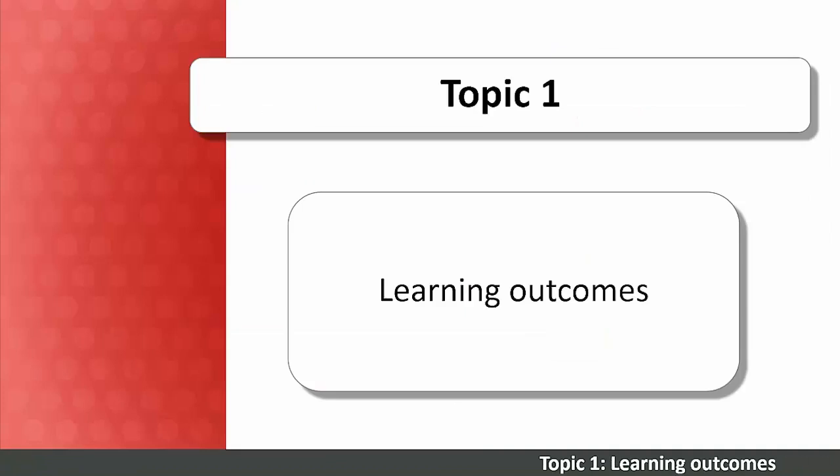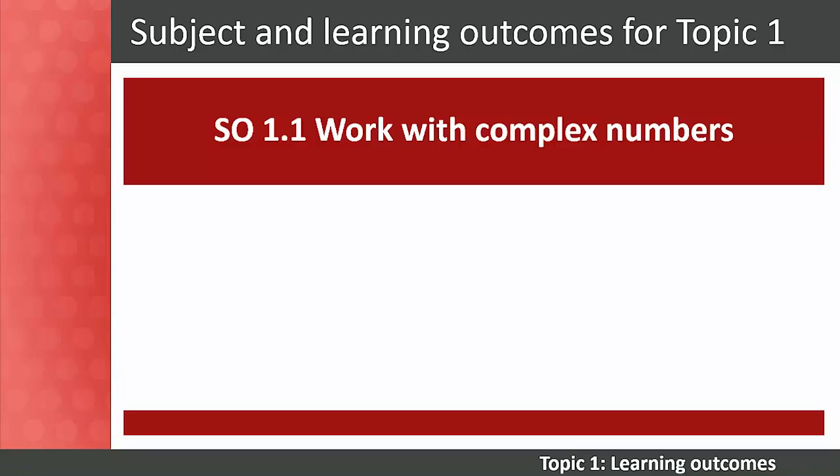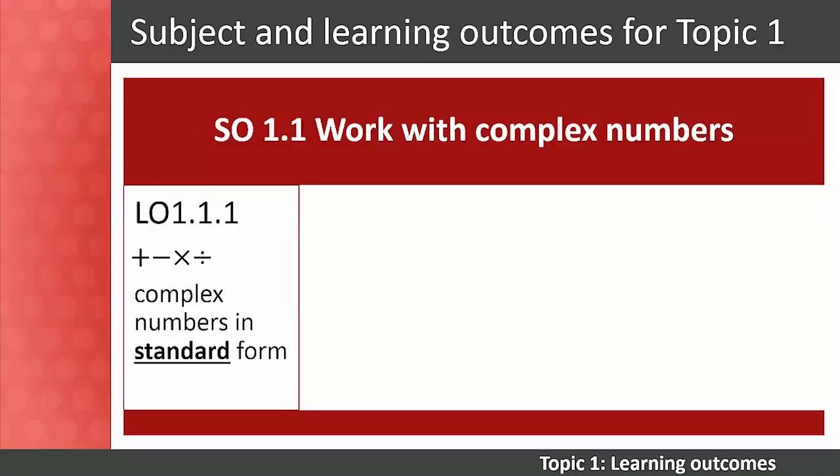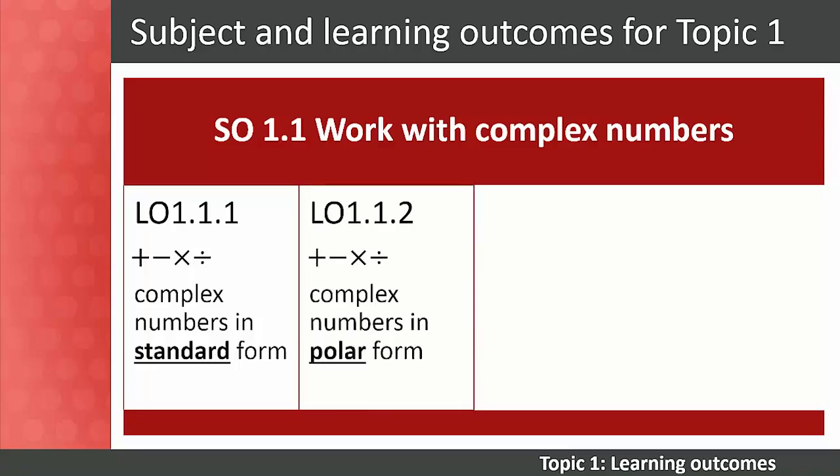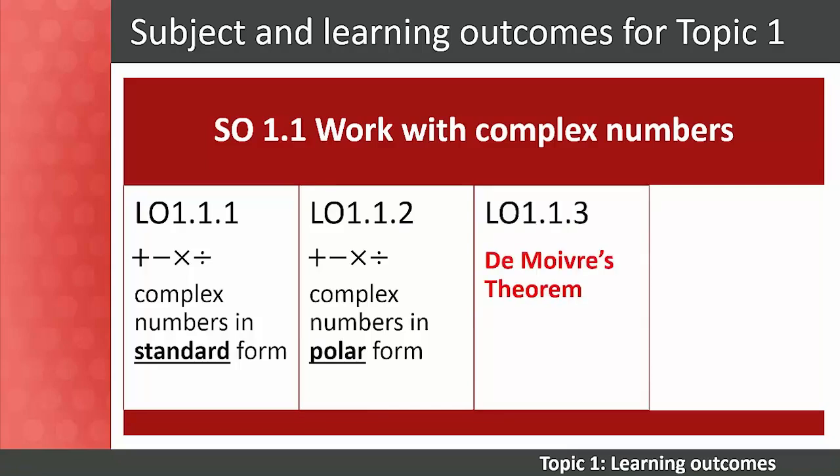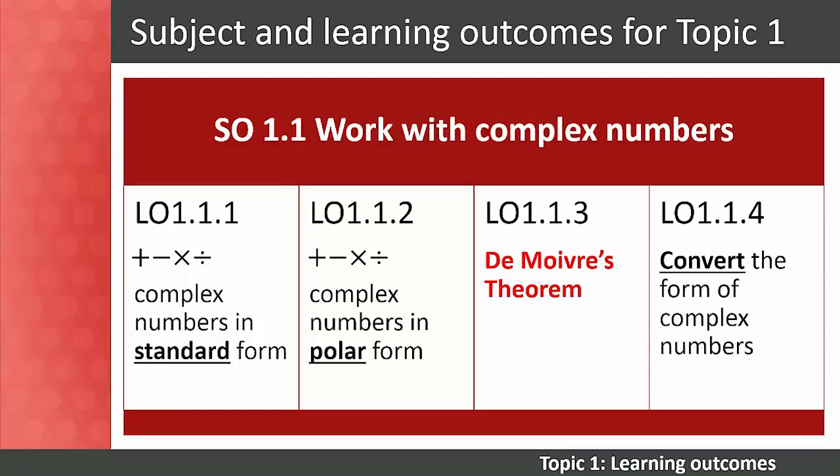Topic 1, Learning Outcomes. By the end of Subject Outcome 1.1, your students should be able to add, subtract, multiply and divide complex numbers in standard form, including i notation, multiply and divide complex numbers in polar form, apply De Moivre's theorem, and convert the form of complex numbers where needed to support the performance of complex tasks. De Moivre's theorem is new content in Level 4.